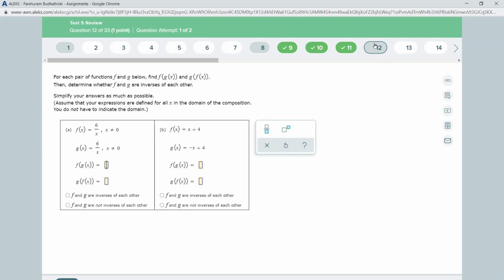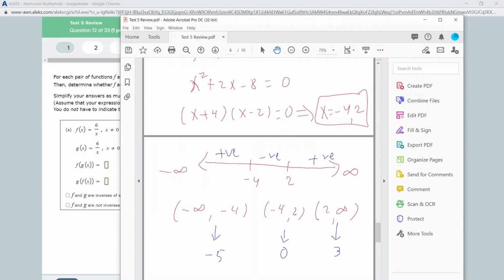Problem 12. We are given functions f of x and g of x, and we want to find the composition of these functions. So for the first part, you can see that f of x is 6 over x and g of x is 6 over x as well. Find the compositions, and we need to find out whether these functions are inverses of each other or not. And there is a definition. It says if the composition in both orders gives you x, then they are inverses. So let's try to find that out.